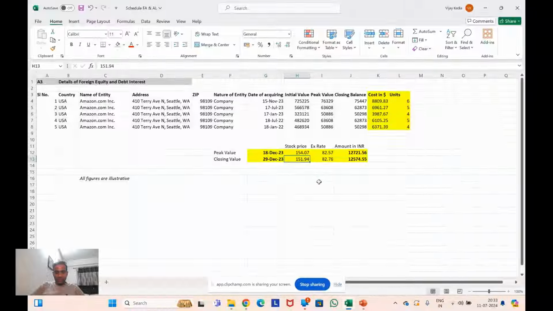So what you do here is, for initial value, you take your cost from your broker, multiply it with the exchange rate on this date, which is 15 November. Peak value, you already calculated here. The peak value was 1271. You multiply it by your number of shares. Again, the closing value is already calculated here, 12574. You multiply it by your number of shares and you get the closing balance, right?